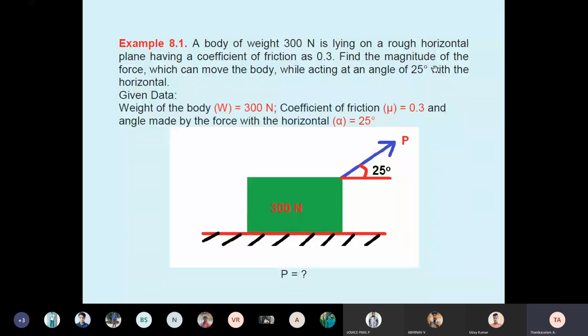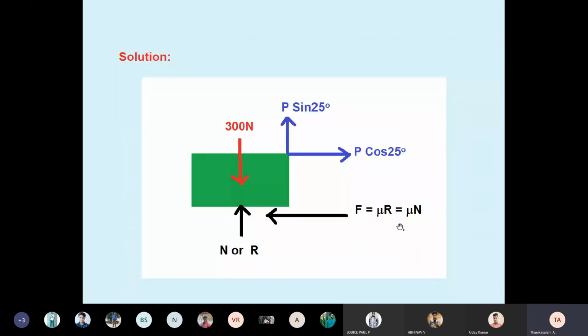Now they ask to find the magnitude of the force. So they ask for the applied force. We take the applied force as P. The angle given is that the applied force which can move the body acts at an angle of 25 with the horizontal. So we draw the free body diagram. Very simple, we solve it.